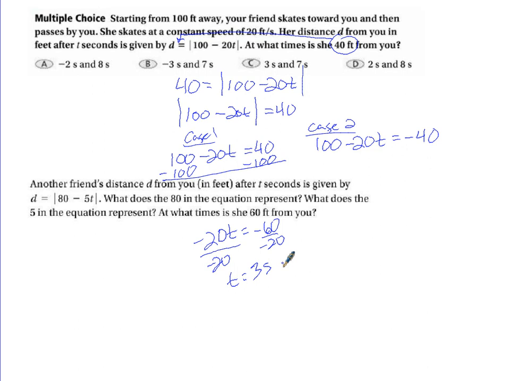Now for my second one, I'm going to solve by what? Subtract 100 from both sides. And I get negative 20t equals negative 140. Divide both sides by negative 20. t equals 7 seconds. So we get 3 seconds and 7 seconds after time starts. Our friend will be 40 feet away from us. Now this happens to be multiple choice, so what's the correct answer? C. So I'd fill in C. Or if this was one of our tests, we'd write C over there.